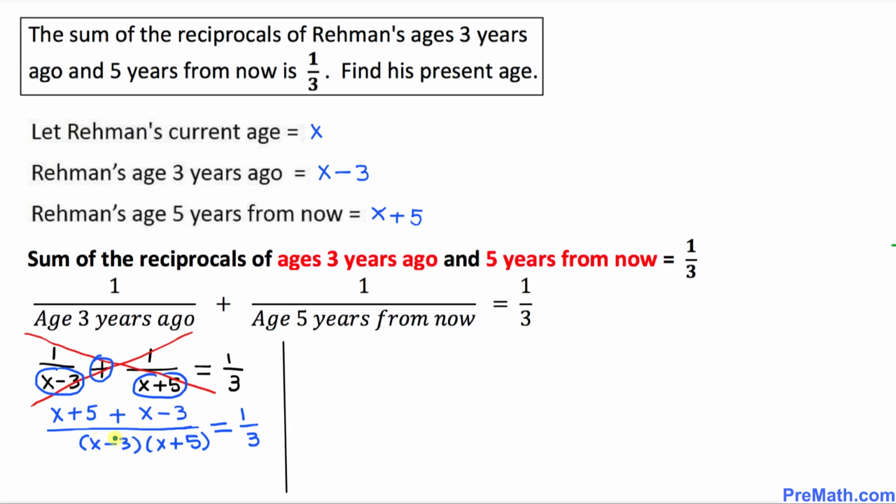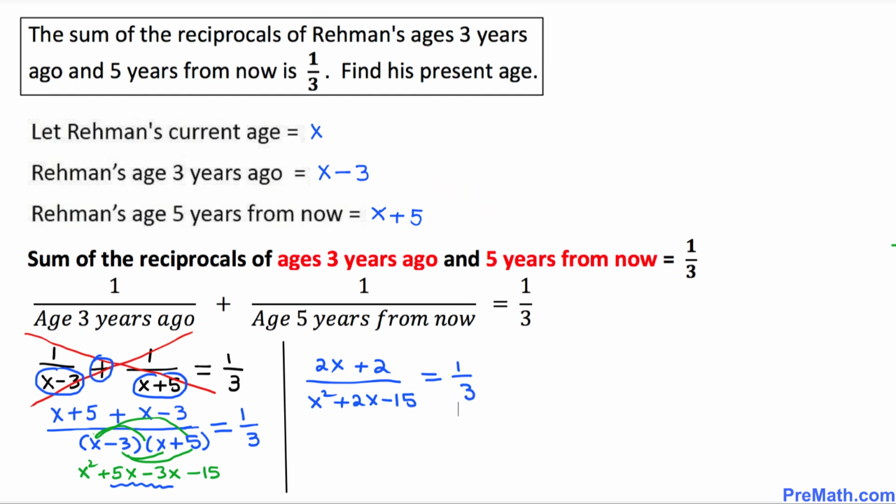And now let's multiply the denominators, these two factors. X times X is going to be X squared. X times 5 is going to become plus 5X, minus 3X and minus 15. So now we can write everything on this side. On the top, X plus X is going to be 2X. 5 minus 3 is going to be plus 2, divided by this denominator. You see this is X squared, and then 5X minus 3X is going to be plus 2X minus 15 equals 1 over 3.